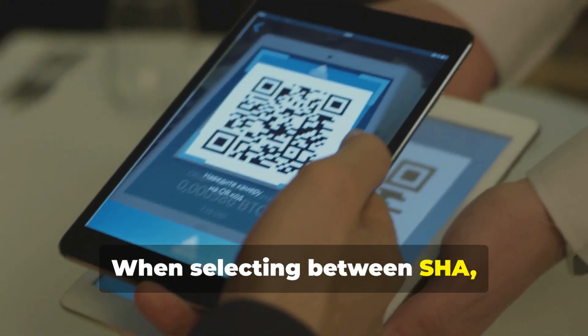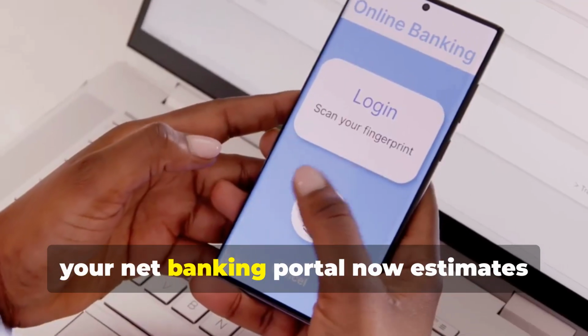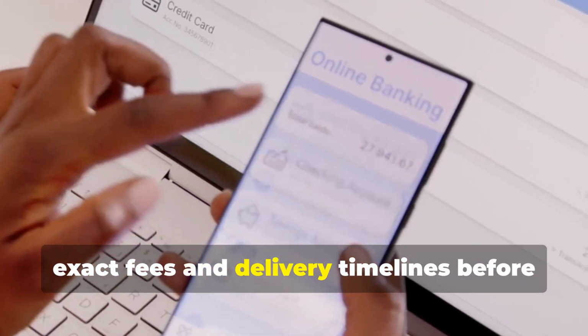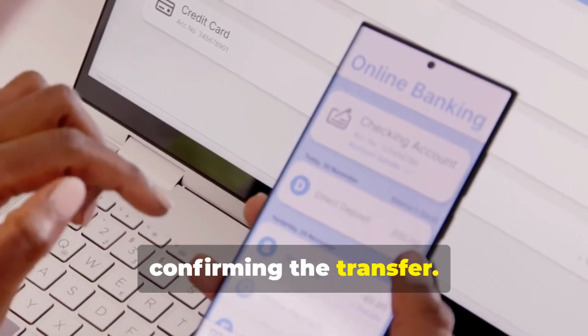When selecting between SHA, BEN, or OUR charges, your net banking portal now estimates exact fees and delivery timelines before confirming the transfer.